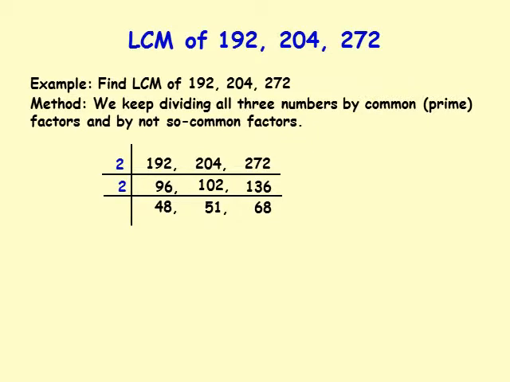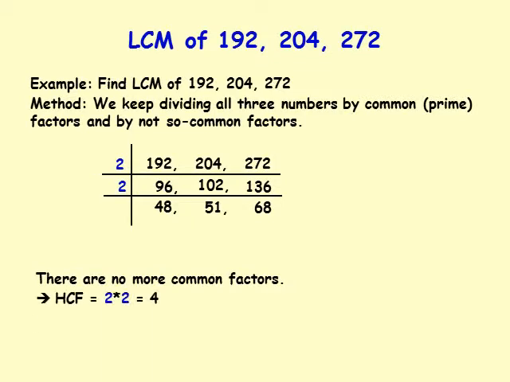See any more common factors? 48 is divisible by 2 and also by 3. 51 is divisible by 3 and 68 is divisible by 2. So there are no more common factors common to all the numbers now, but there are pairwise common factors though. So the HCF is 2 times 2 equals 4.